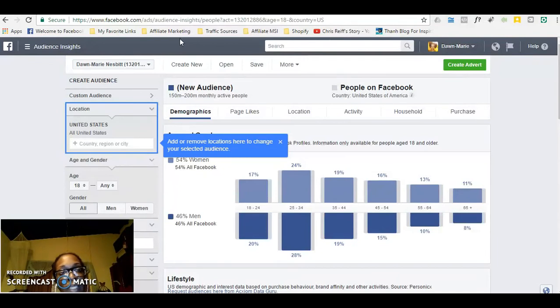So that is the way that you would use Audience Insights to actually determine who is your audience and what are their interests. Where are these people hanging out? Where are they forming friends? Where are they having conversations? So that is what you need to do. You need to find out.